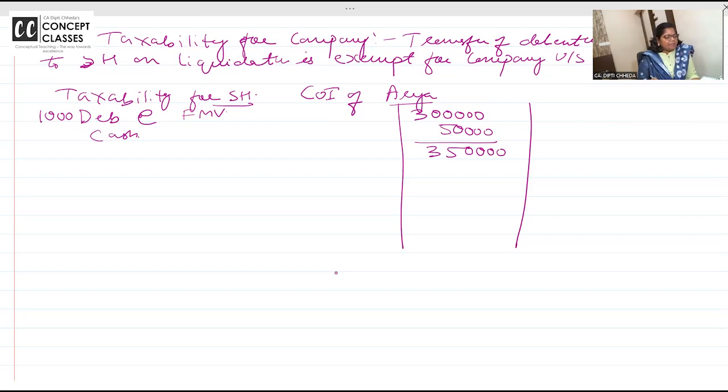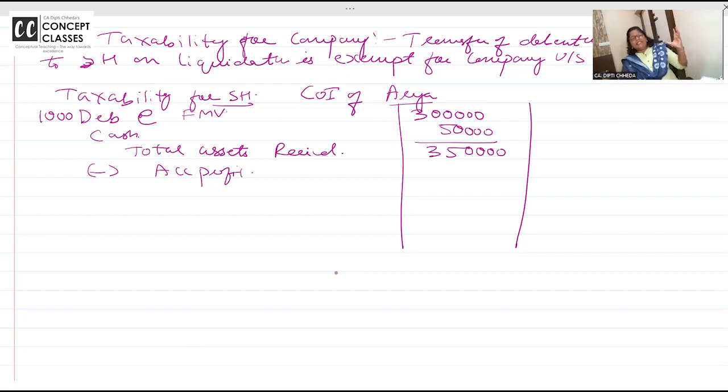3,50,000. Done. Now, on liquidation, the assets are distributed to the shareholders, 350. But debentures and cash, total assets received. Out of that, something will come for accumulated profits. The company is saying, shareholder, take this much for your capital, this much for accumulated profits. So what are the total accumulated profits? 30 lakh.